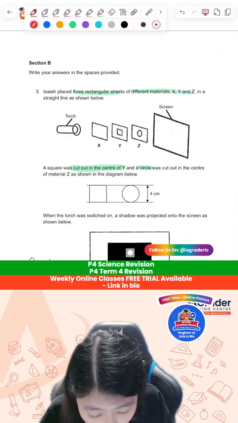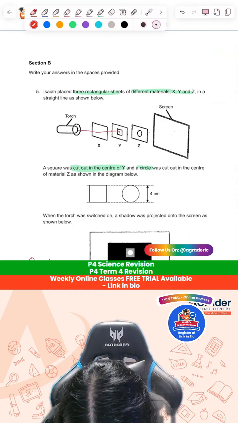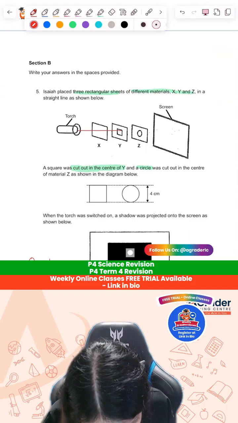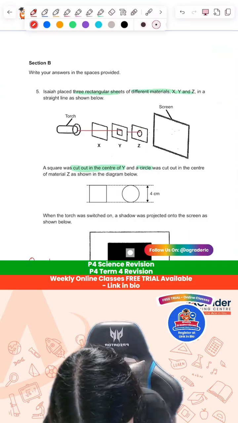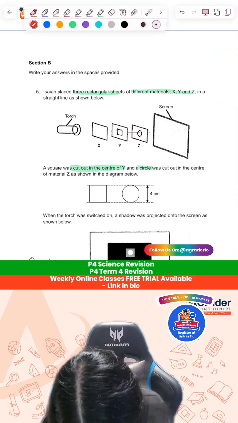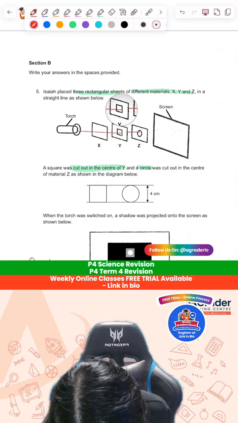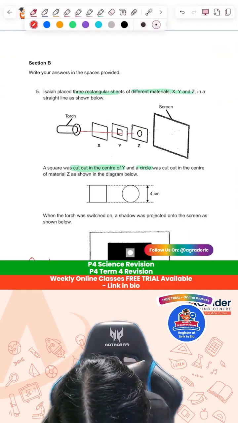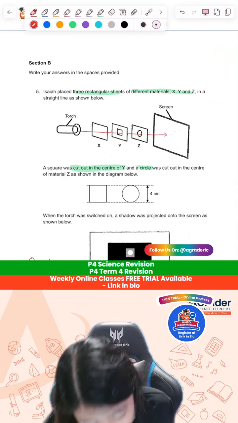Okay, so for me, let me draw. Let's say light from the torch actually goes to Y, then it goes to Z. Something like this. Okay, hold on. Let me draw so you can see clearly. And then it forms on the screen.